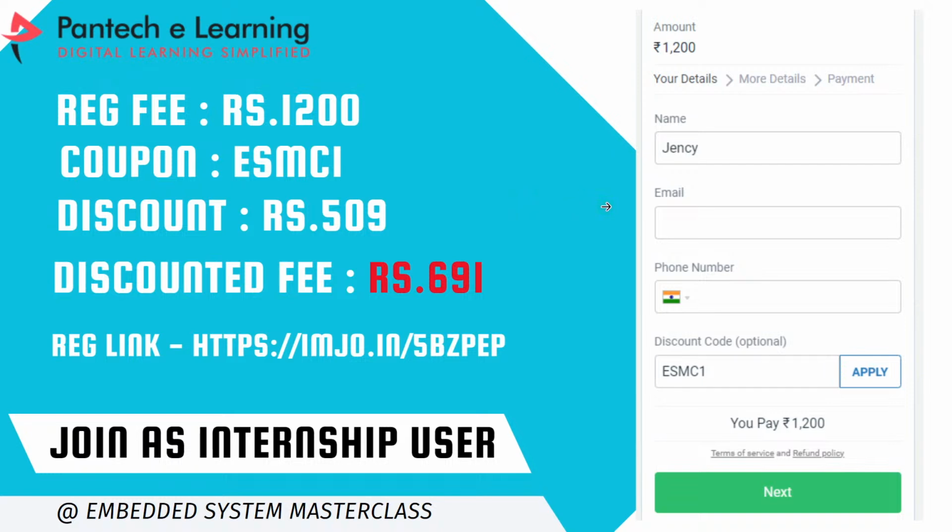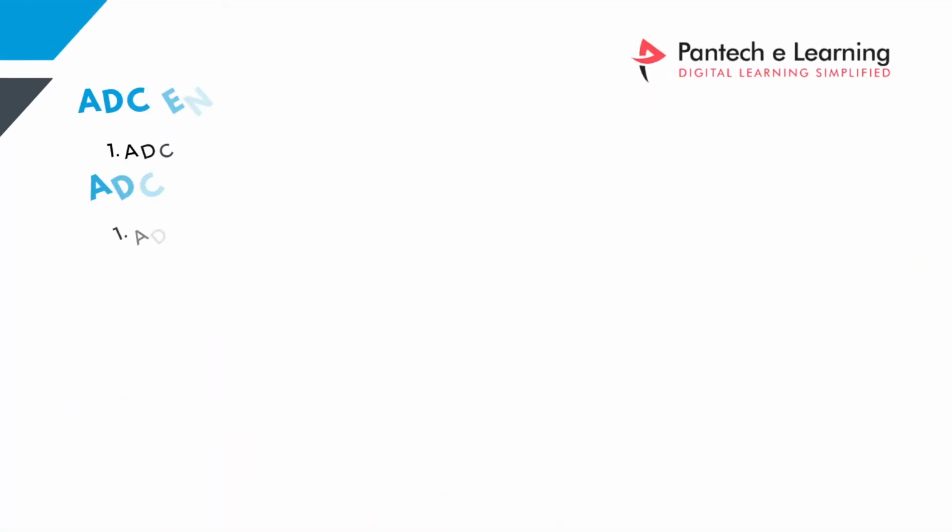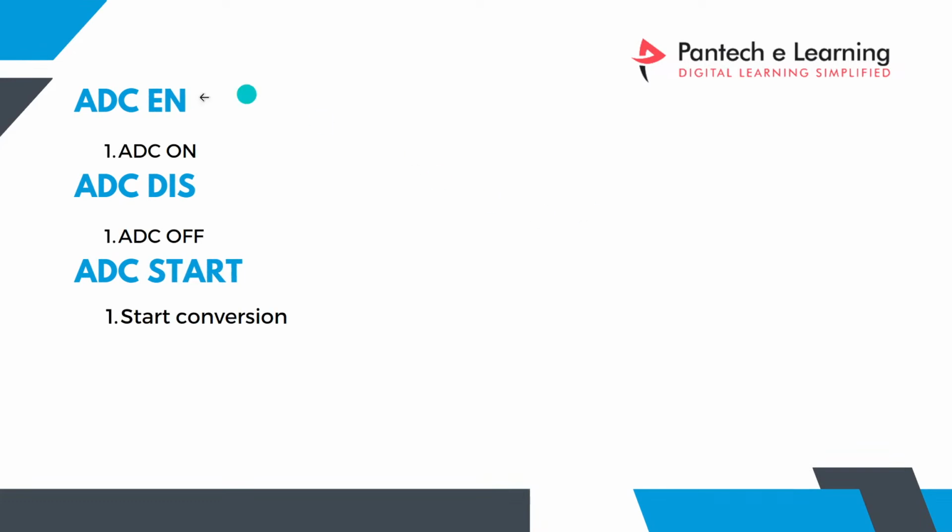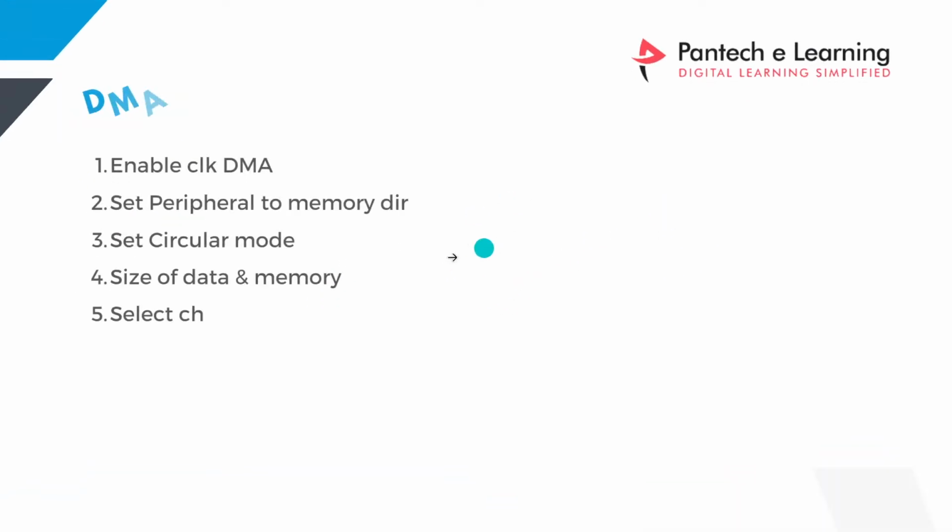So next we will get into the topic. The next function we are going to create is ADC enable. This will turn on my ADC. Then we will also create an ADC disable function. Then we have to start the ADC conversion. So for that we will create a start function.